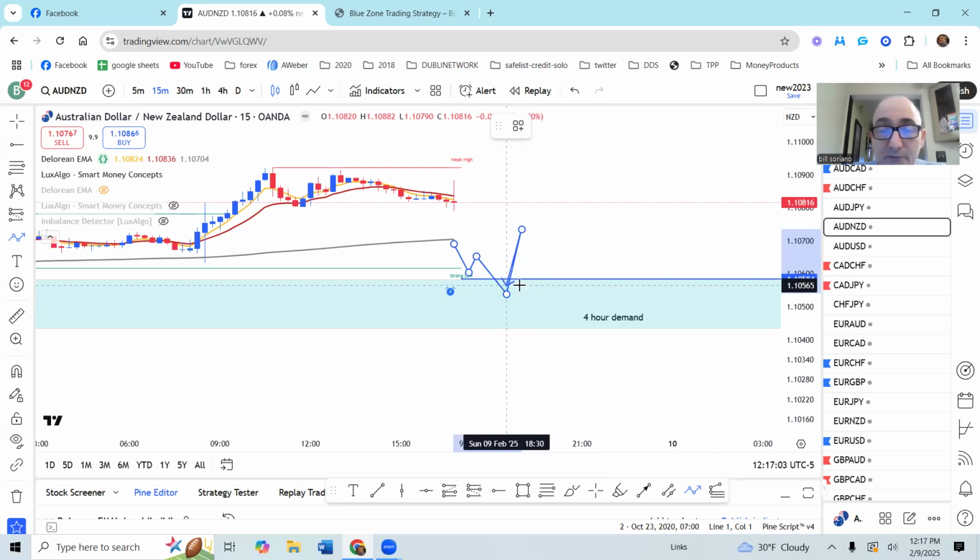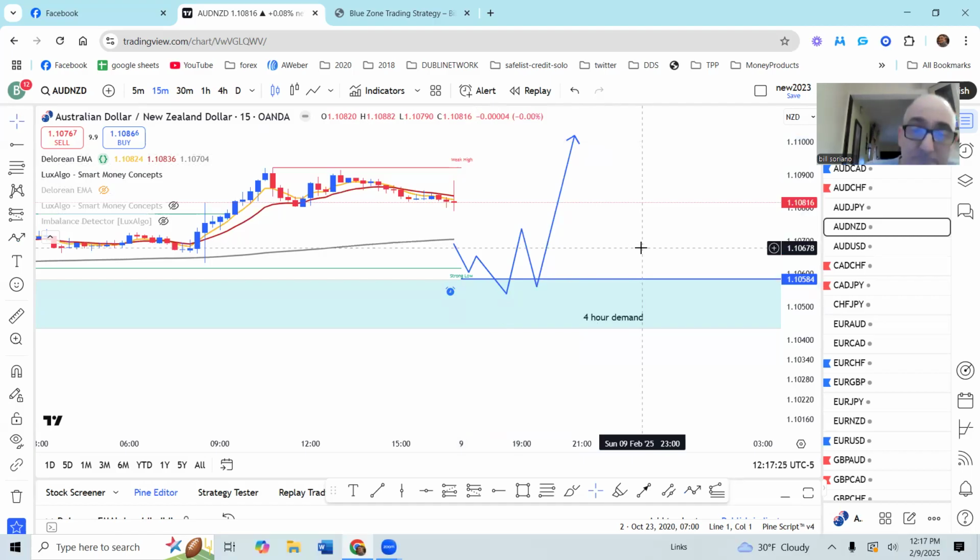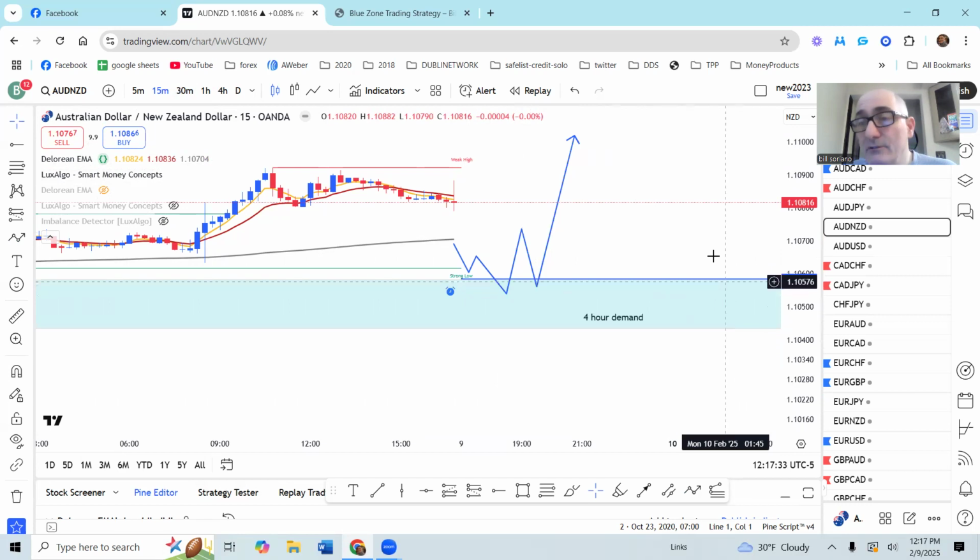And then we would identify a new demand zone on the 15-minute chart down here, hopefully inside of our 4-hour demand zone, but it doesn't necessarily have to be. Could be a little bit outside it. And then once price comes back to there, we would set our limit order there and hopefully wait for price to move up. So that's what we're looking for on the lower time frame, which would be the 15-minute.